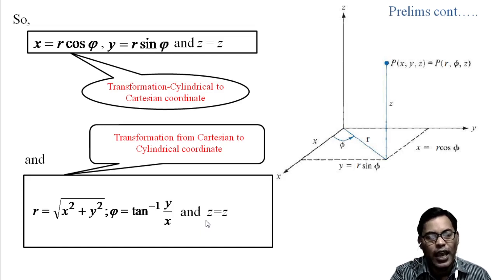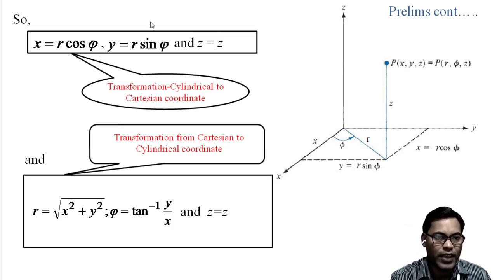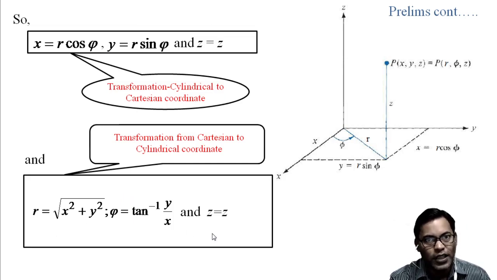So z in the Cartesian and cylindrical coordinate systems will be the same. So this is the first relationship. From that we can find out, if the problem is given in the cylindrical coordinate system, then we can transform it into the Cartesian coordinate system by this formula. And if the problem is given in the Cartesian coordinate system, then we can transform it from the Cartesian coordinate system to the cylindrical coordinate system by these formulas.